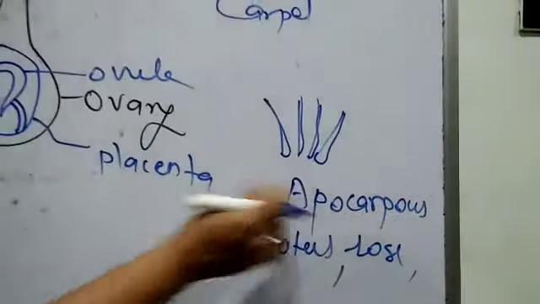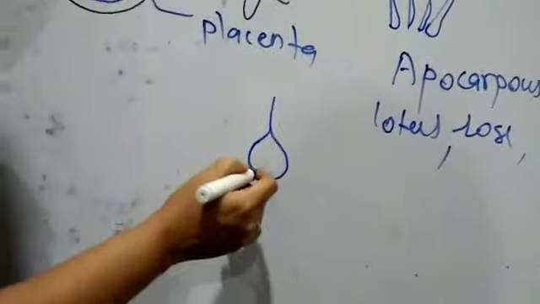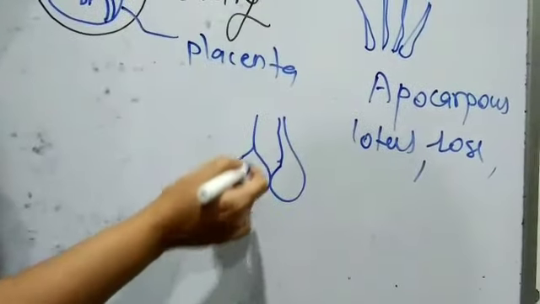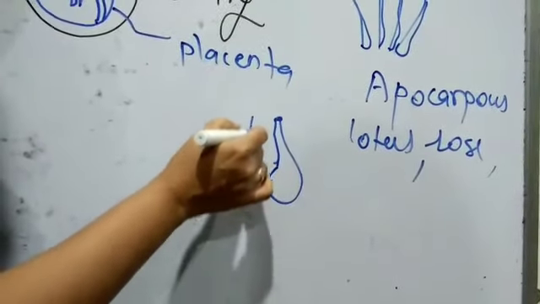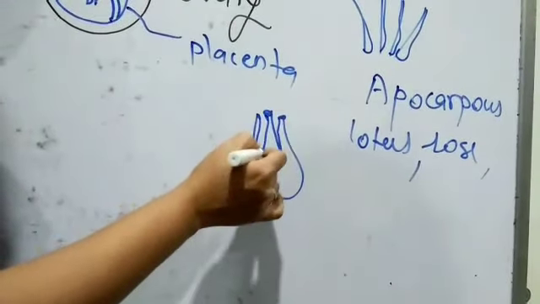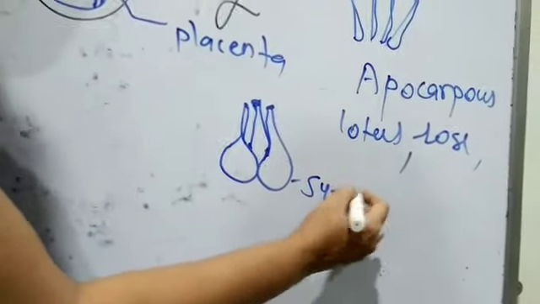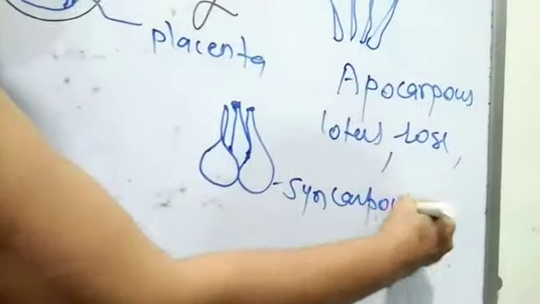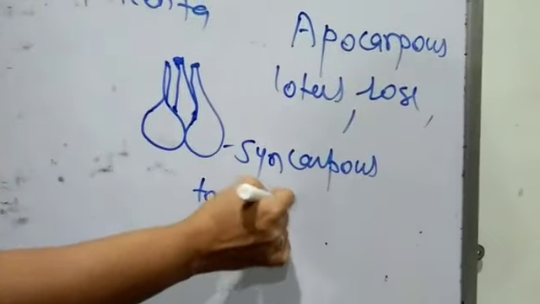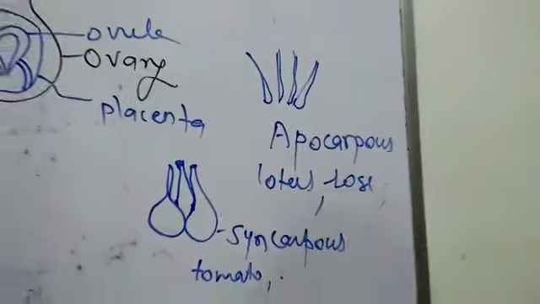And if the carpels are fused together like this, it can have many ovaries or a single ovary. If the carpels are fused, then such flowers are known as syncarpous flowers, for example tomato, brinjal, mustard, etc. Now we have to focus upon the ovule.